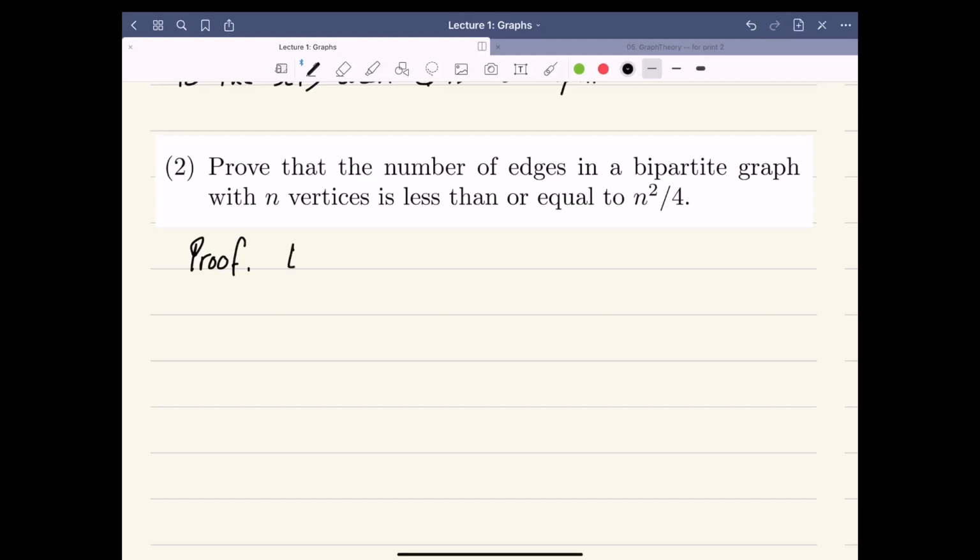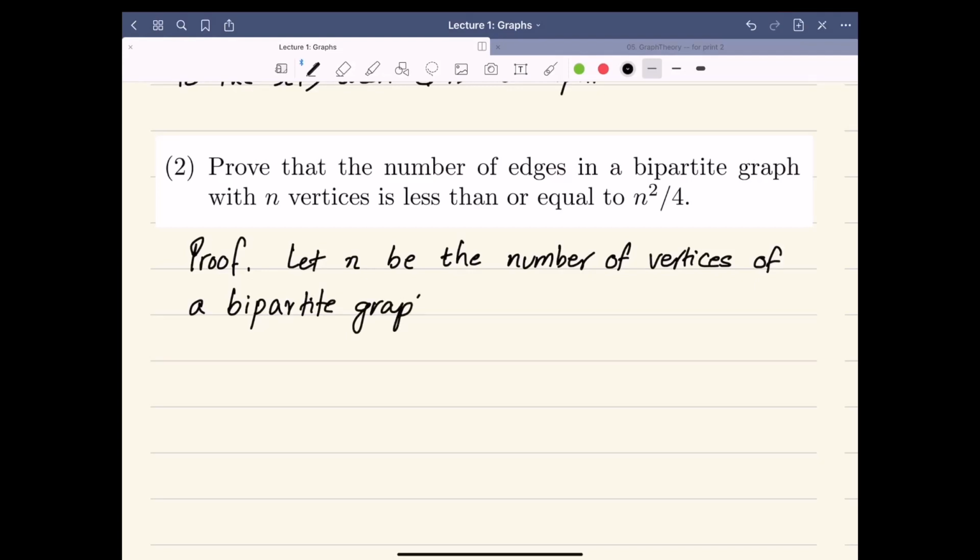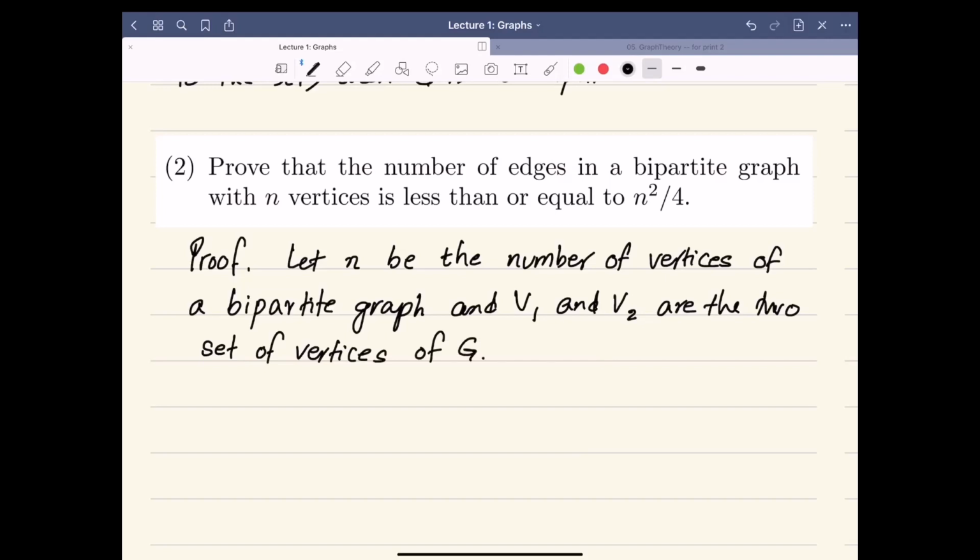First, we need to define: let n be the number of vertices of a bipartite graph, and V1 and V2 are the two sets of vertices of G. So what we will do next, we need to define the cardinality of each of them.